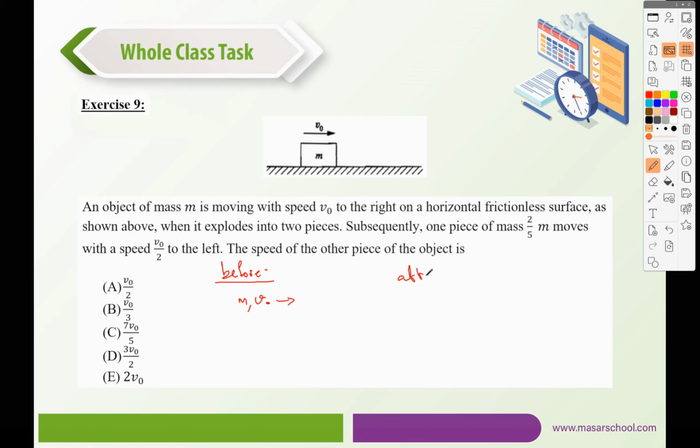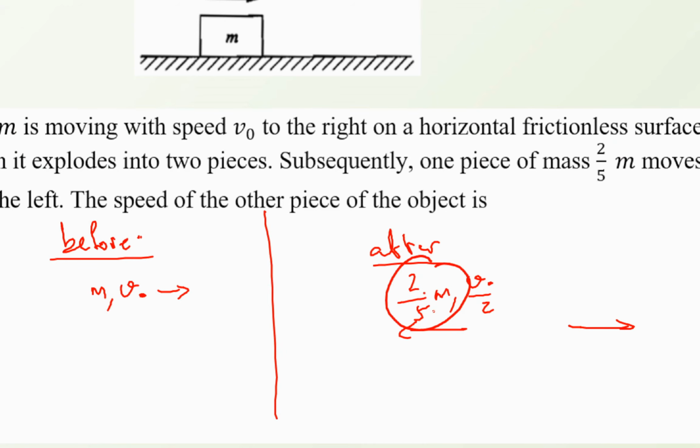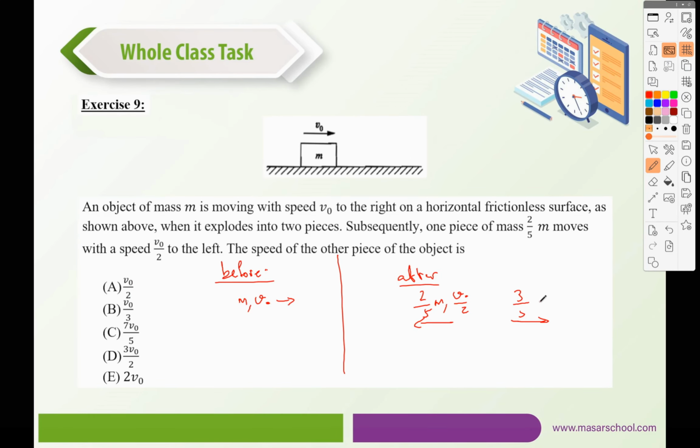Now, after the collision, what we would have is the following. We have two pieces. One of them is moving to the left with a mass of 2/5m with a speed v0/2. And because the mass is conserved, if one of the masses is 2/5m, then the other mass is 3/5m. And we are interested in finding v prime, which represents the speed of this fragment. Now we can use the conservation of linear momentum.